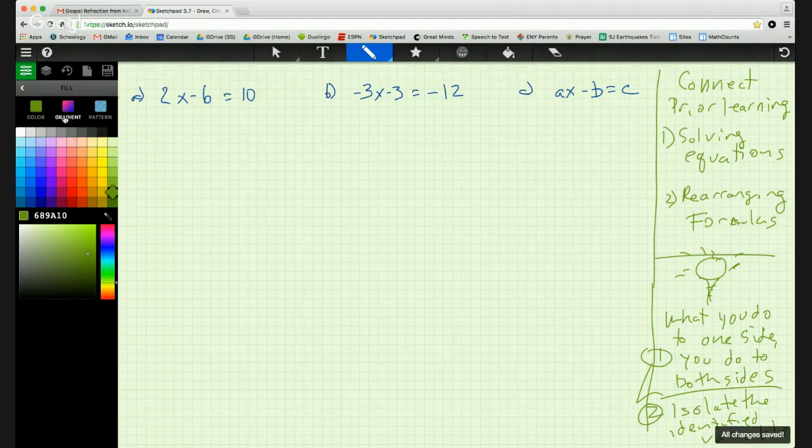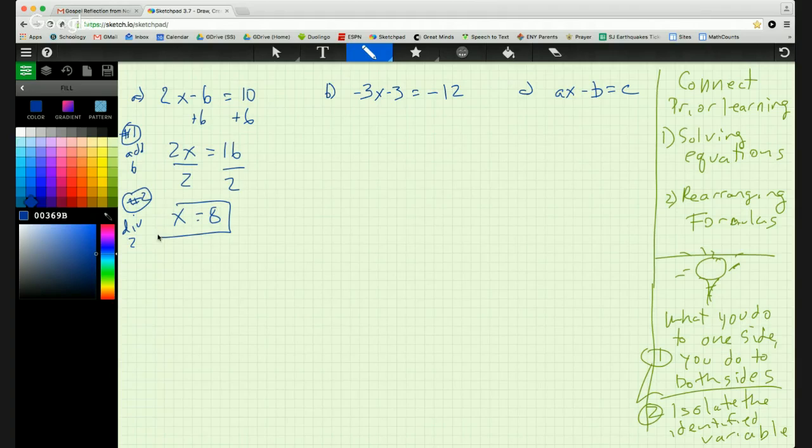All right, so let's look at how we do this. Let's cut back to our blue pen. How do we solve a problem like this? Well, step number 1 is we add 6 to both sides. So we get 2x equals 16. Step number 2 is we divide by 2, and we get x equals 8. Then we can go about checking, but we're not going to do this today.